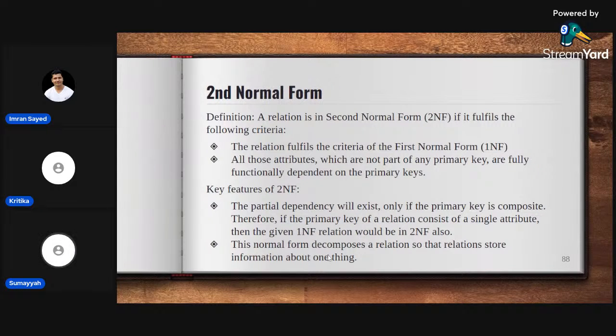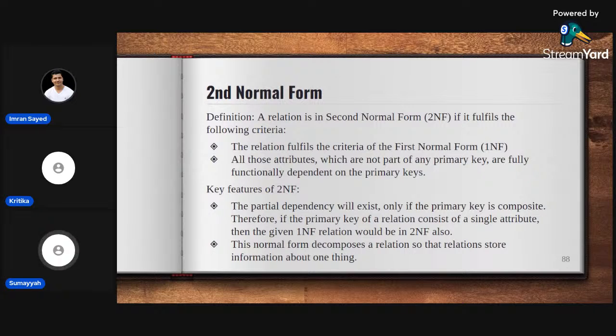This normal form decomposes a relation so that relations store information about the network. Can you say that again? I lost the last part from the partial dependency. If the primary key is not composite, then there is no question of having a partial dependency on it if it's just one attribute. So the relation would automatically be in 2NF.